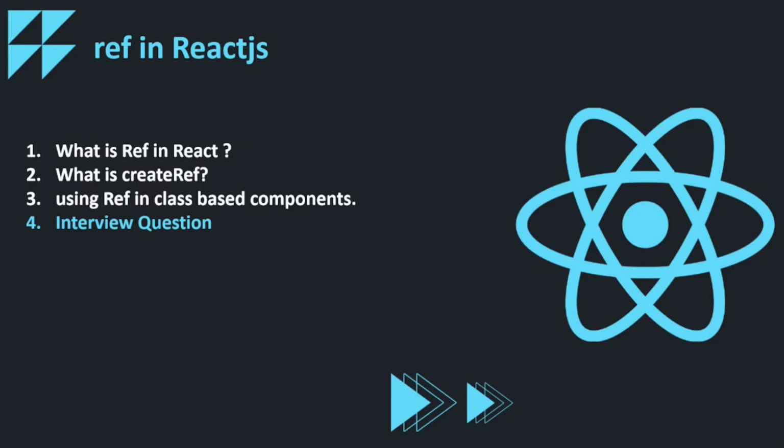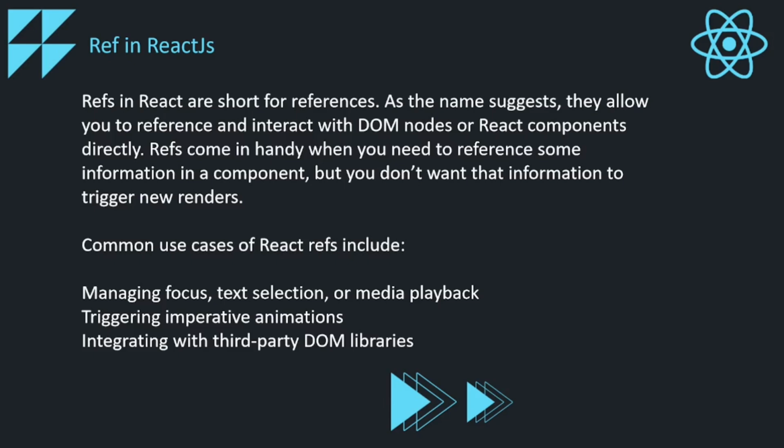So now let's start with our first question, which is, what is ref in React? Okay, so first of all, ref in React is short for references. As the name suggests, they allow you to reference and interact with DOM nodes or React components directly. Refs come in handy when you need to reference some information in a component, but you don't want that information to trigger new renders. Some common use cases of React refs include managing focus, text selection, or media playback, triggering imperative animations, integrating with third-party DOM libraries.